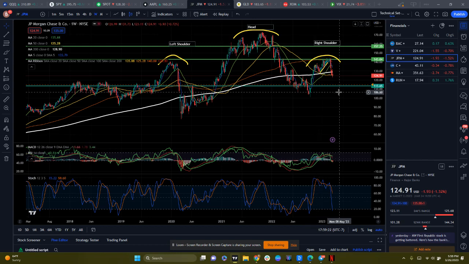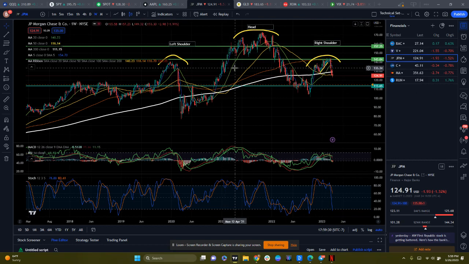But that is what a head and shoulders pattern is, the technical analysis behind it, and the fact that you now understand that it is a bullish to bearish trend reversal chart.